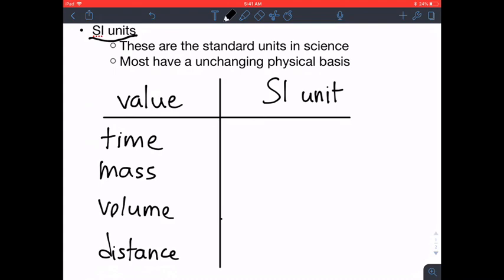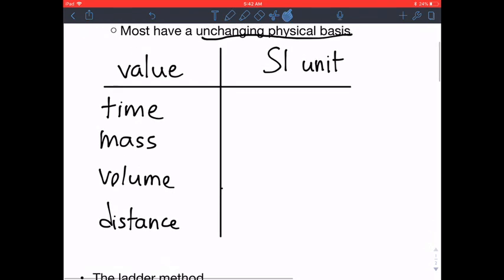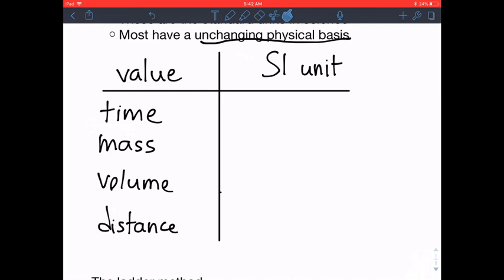So when we're talking about the metric system, we're talking about SI units. SI stands for a French phrase. I'm not French, so I won't try to say it, but it stands for the International System of Units. And these are the units that we use in science. Most of these units have an unchanging physical basis, which means they're actually not just made up, they're based on something.